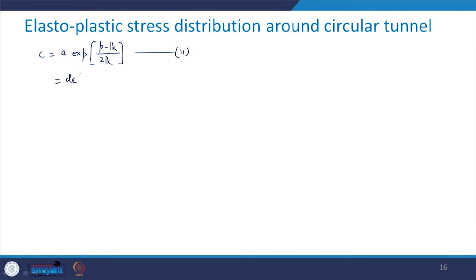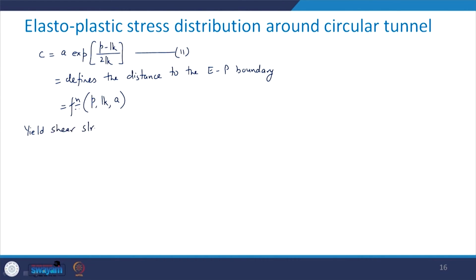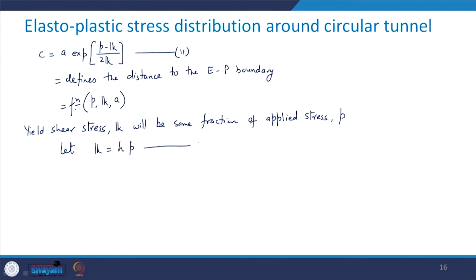So, this basically defines the distance to the elastoplastic boundary, and this is a function of P, kappa and A. So, this yield shear stress which I am representing by this kappa will be some fraction of this applied stress, which is P. So, I assume that this kappa is equal to some fraction h of this applied stress P. Make it equation number 12.